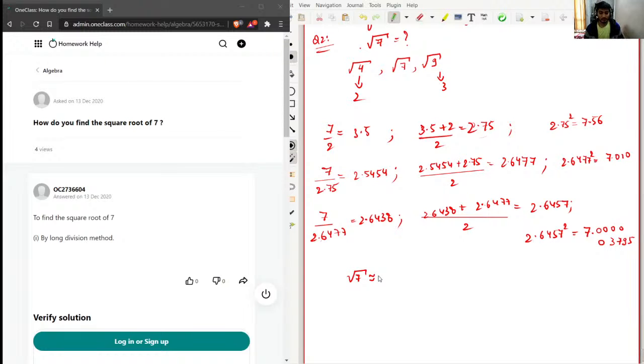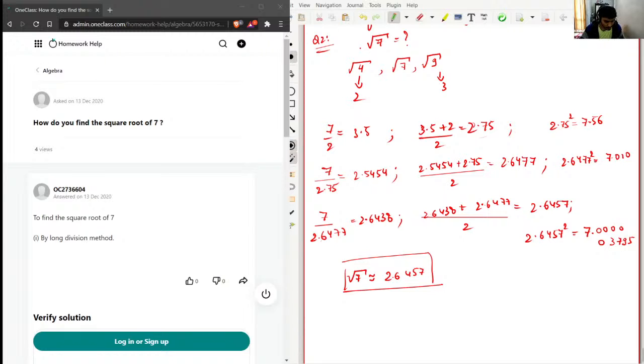Now always remember that by this method, whatever answer we find, we will never write it as equal to. We are always going to say that the square root of 7 is approximately equal to the answer we find, because actually it is never going to be exactly equal to 2.6457. That's why always remember to draw this tilde sign, so that it is approximately equal to. And yeah, this is the solution for this.